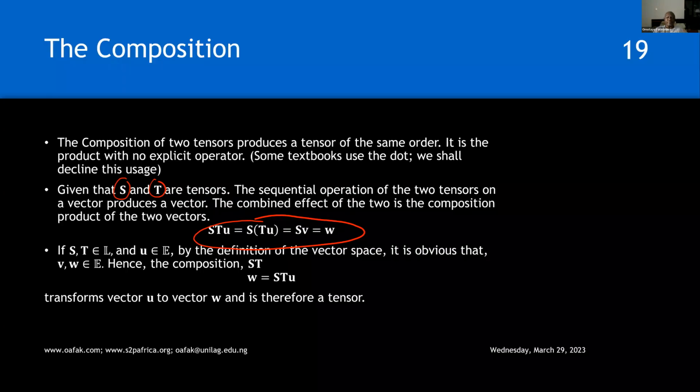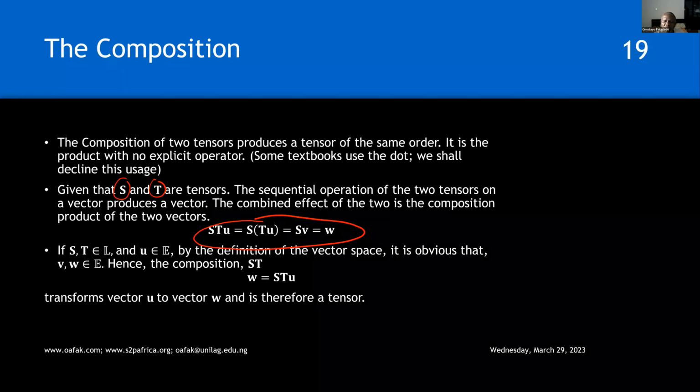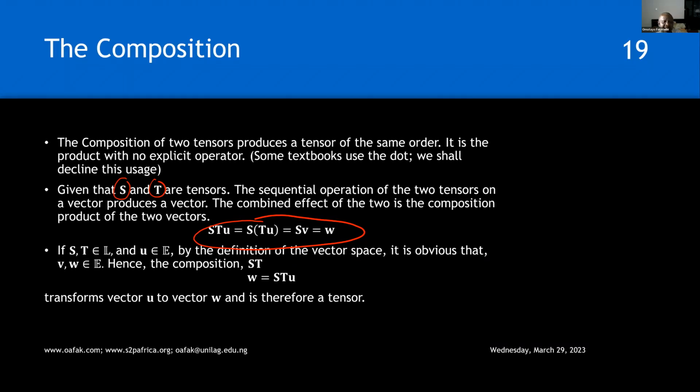The composition. The composition of two tensors produces a tensor of the same order. It is the product with no explicit operator. Some textbooks use the dot to denote composition, but anytime we use the dot, we are referring to two vectors. So we will not use the dot between two tensors. Given that S and T are tensors, the sequential operation of the two tensors on a vector produces a vector. The combined effect of the two is the composition of the two tensors.